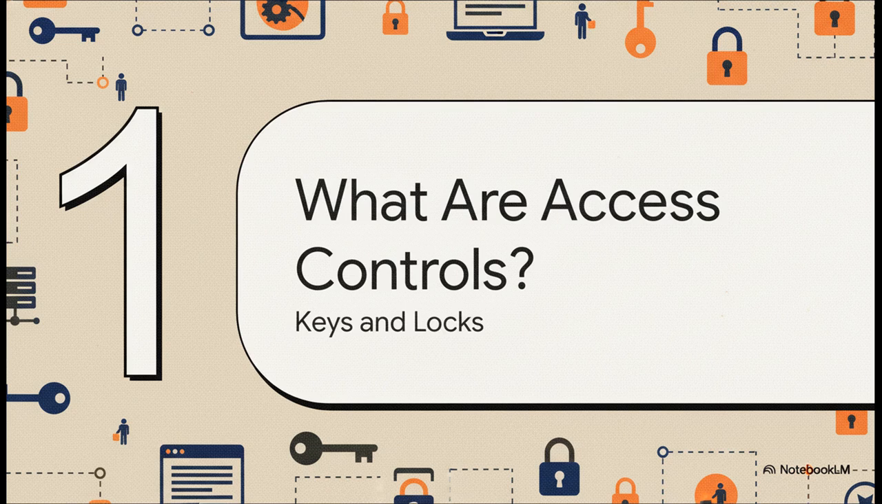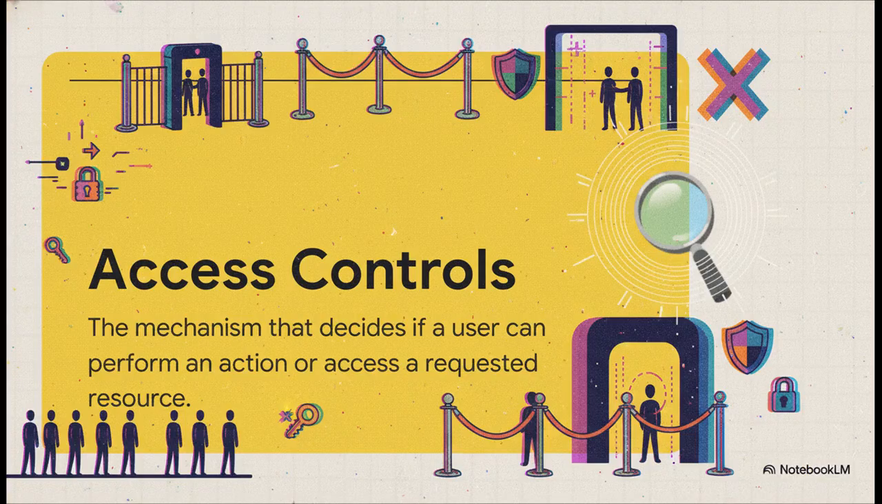Okay, so first things first. What are we actually talking about when we say access controls? At its core, it's really all about making sure that users can only do what they're supposed to be able to do and nothing more. The easiest way to think about this is like a bouncer at a club. Authentication is the part that checks your ID to see who you are. But access control, that's the bouncer checking the list for every single request you make to see if you're allowed in that specific VIP room or allowed to order that specific drink. It's the gatekeeper that enforces all the rules.